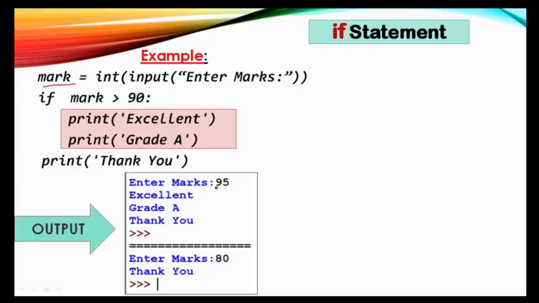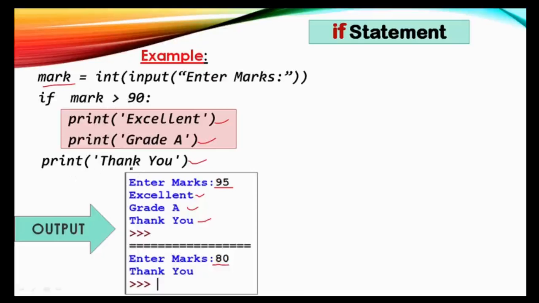Some sample outputs are given here. Enter marks: I have input the value 95. So the output will be excellent, grade A, and thank you. All three statements will be executed. In the second example, I have entered the mark as 80. When the condition is evaluated, is 80 greater than 90? It is false. So this block will not be executed, and only the thank you will be displayed.